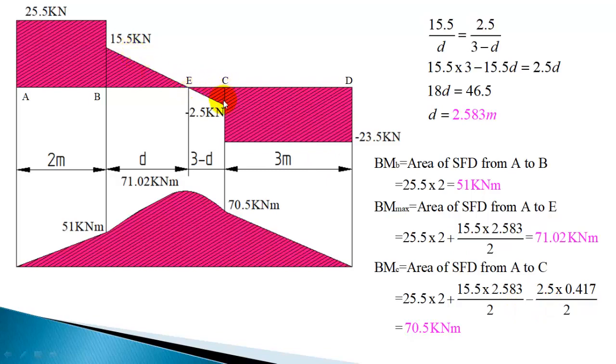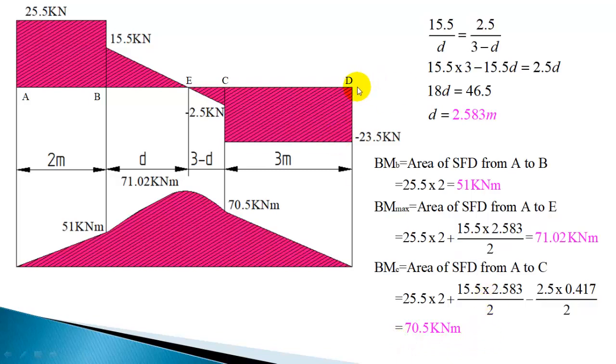Now this triangle area, this is 2.5 and this is 0.417. So 2.5 into 0.417 divided by 2, but it is negative area. So minus 2.5 into 0.417 divided by 2. That is the additional area coming, negative area. So the summation is 71.02 minus this additional area, which will give the bending moment at C, which will work out to 70.5 kilonewton meter.